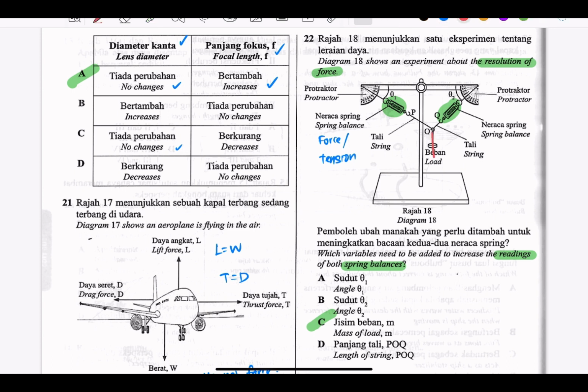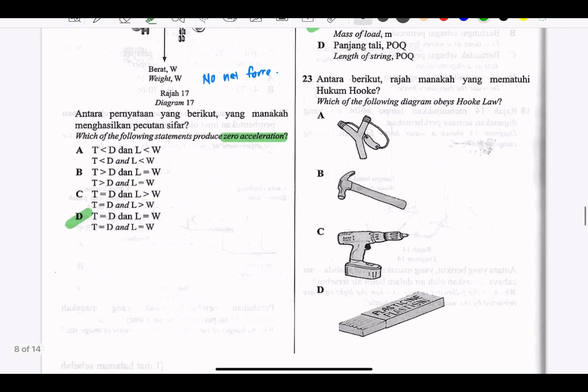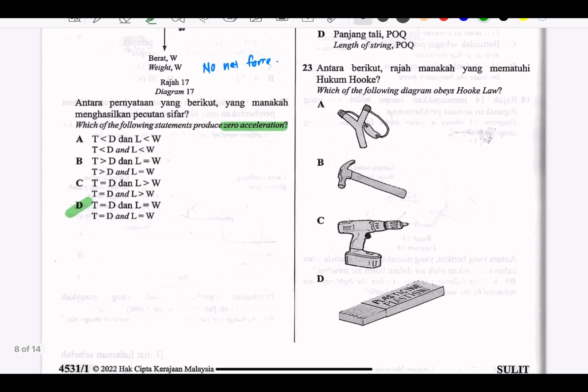So this is our root. When the weight increases, the tension of the string will increase also. All the tensions over here will increase when the weight of the root increases. Which of the following obeys Hooke's law? For Hooke's law, spring. This one.